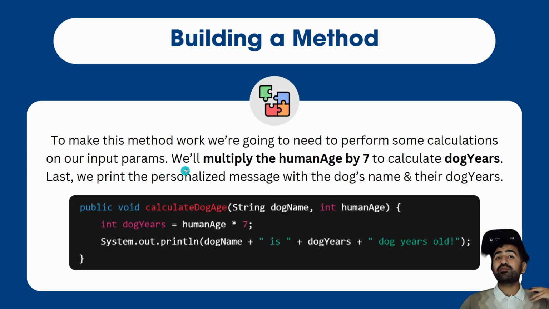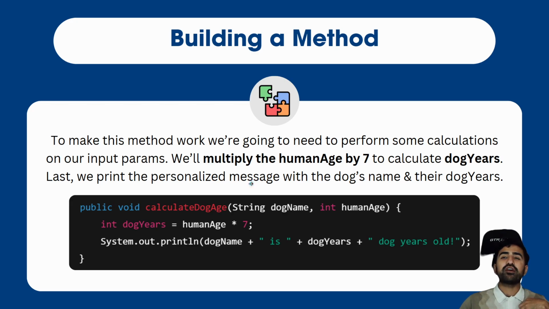All right, now we actually need to make the method work. So we have to actually do some coding. We need to write some statements. So we got to perform those calculations using the values that were passed into the input params. So we need to take the dog's age, specifically their human age, the normal years, and multiply by 7 to calculate their dog years. And then, of course, we need to print out the message.